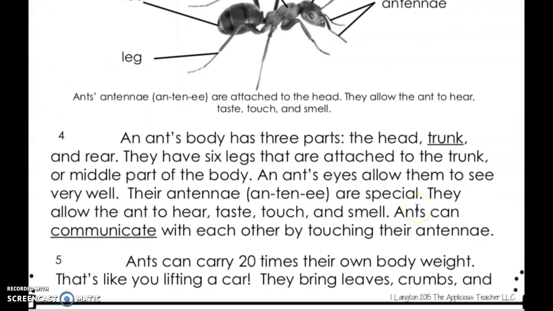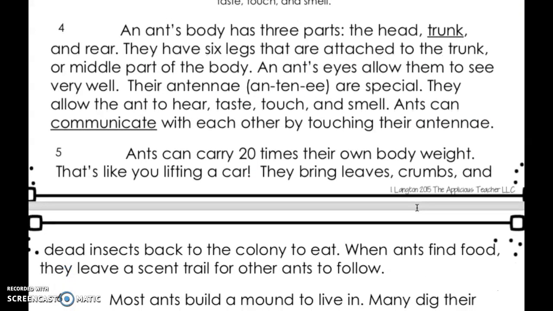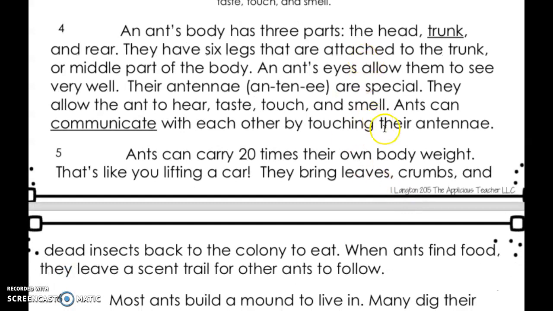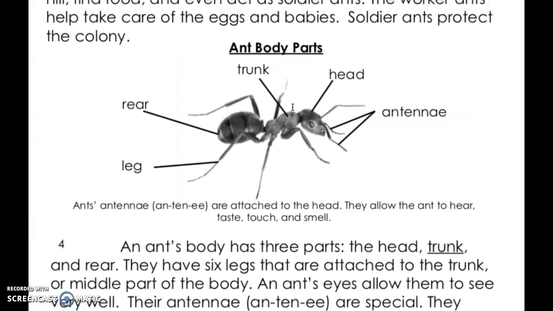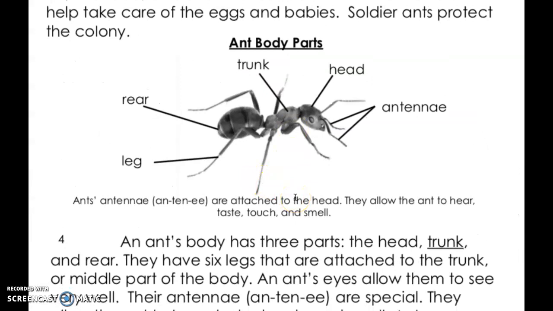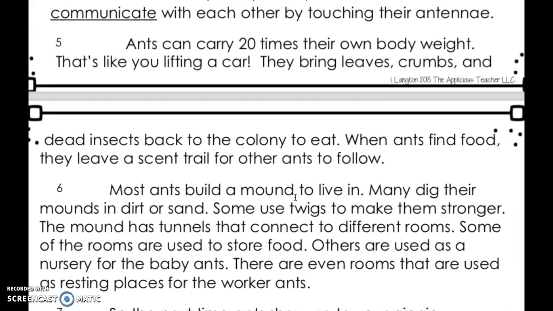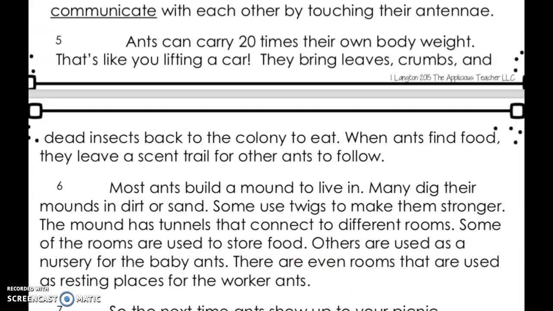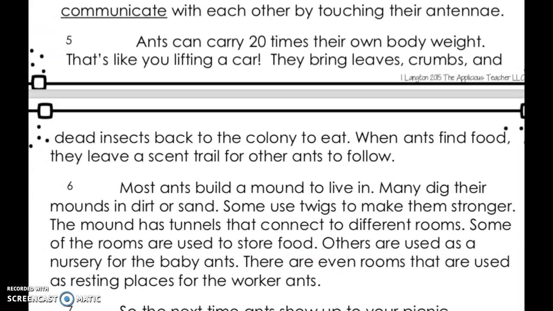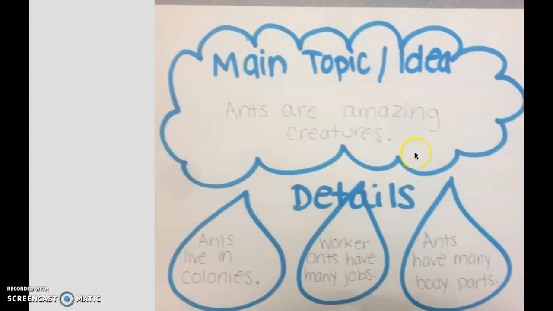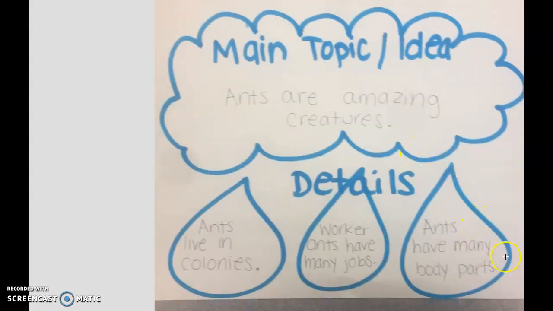Let's look for one more important detail. Paragraph 4 and 5 talk about their different body parts and what their body parts can do, like their head, their trunk, their rear, their legs, and it even has a diagram to show us their different body parts. So this is another way that ants are amazing. Paragraph 6 even talks about how they use those body parts to build. So my last detail can say, ants have many body parts, because that tells me why they're amazing.